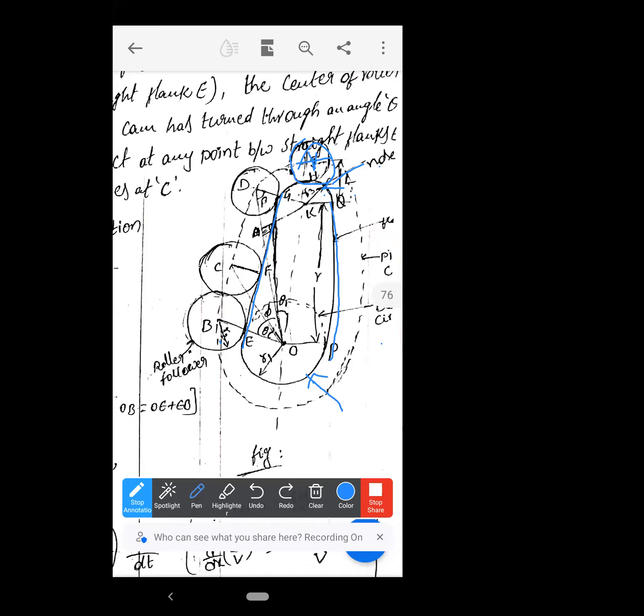In our condition, the first case, when the roller has contact with the straight flank, we have to take the positions B and C. Those two are placed on our flank. Another case is when the roller has contact with the nose circle. That is the position of D and A, position of B and E. Those two are the second case.